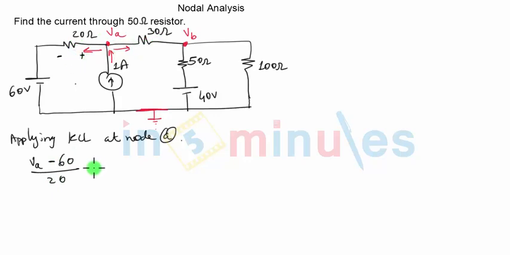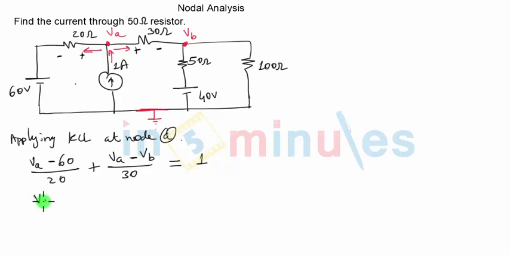The second outgoing current is through the 30 ohm towards the right. Towards the right means the drop will be plus, minus. Plus is on the node A side, minus is on the node B side. So it's (VA minus VB) upon resistance 30. And now on the other side, I'll consider the incoming current. The only incoming current is equal to 1. So that comes on the other side.